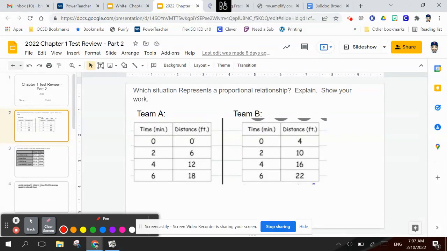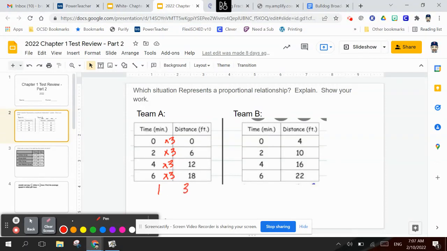So when I look at team A, I know 0 and 0, okay? 2 and 6. Well, what can I multiply by 2 to get 6? That would be 3. Does that work everywhere? Is 0 times 3 0? Yes. Is 4 times 3 12? Yes. Is 6 times 3 18? Yes. So in this case, 1 minute is 3 feet.